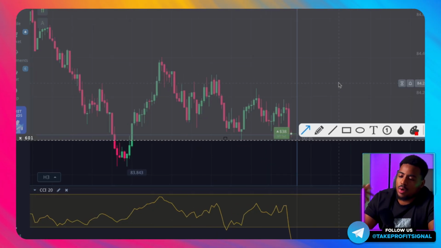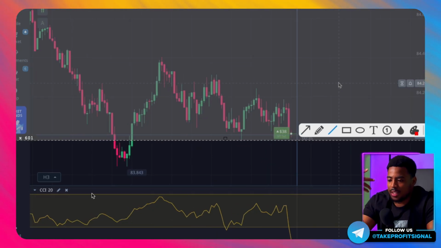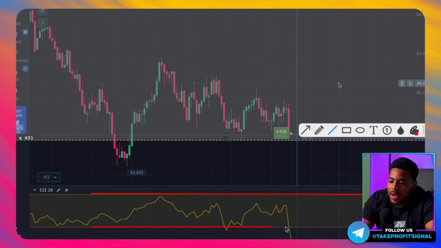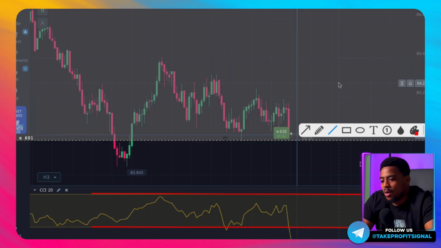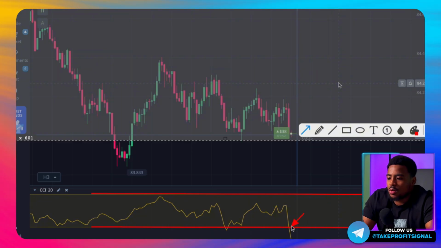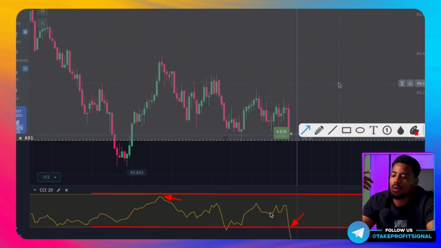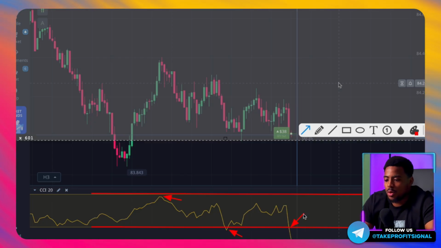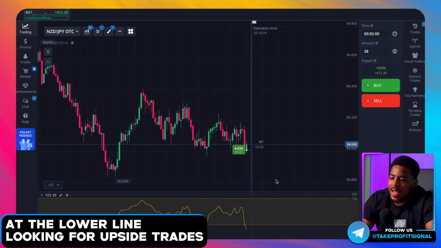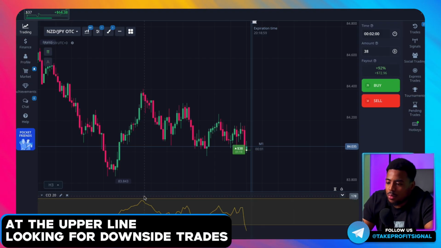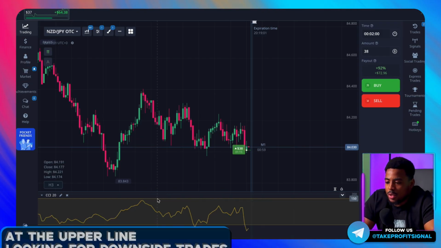You need to remember only two things. This indicator has an upper line of 150 and a lower line of minus 150. When the chart of this indicator comes to the lower line or to the upper line, we have opportunities to open trades on the chart. That is, when we are at the lower line, we are looking for upside trades. As I am in this situation, when we are at the upper line, we are looking for downside trades.